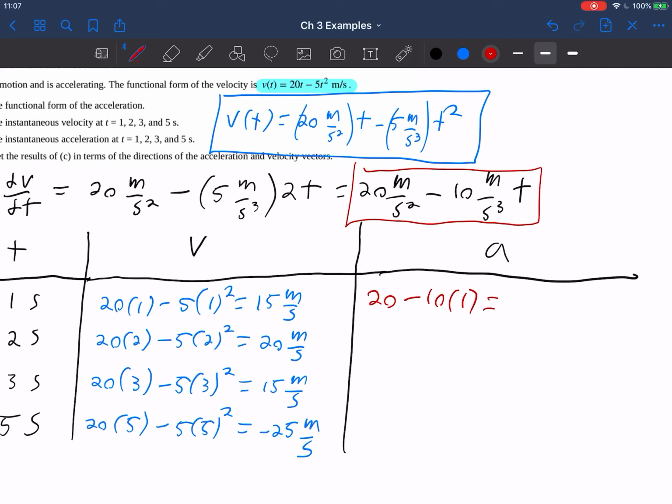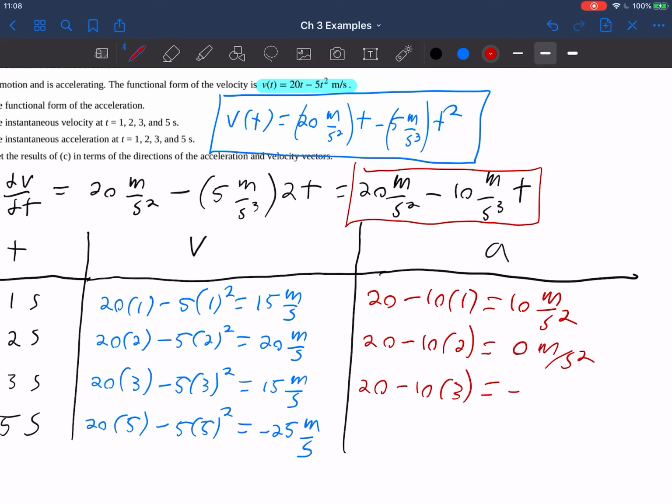So that gives me 10 meters per second squared. At time equals 2, I have 20 minus 10 times 2, so 20 minus 20 is 0 meters per second squared. At time equals 3, I have 20 minus 10 times 3, so that gives me negative 10 meters per second squared. And at time equals 5, I have 20 minus 10 times 5, so that gives me 20 minus 50, or negative 30 meters per second squared.